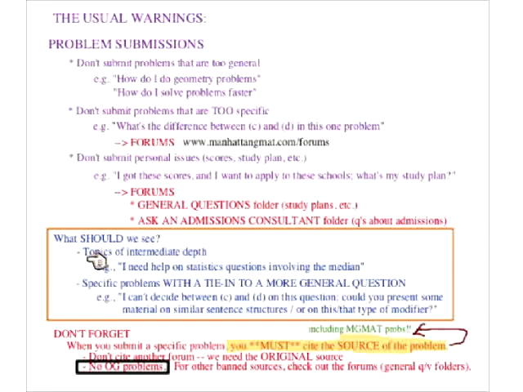The kind of stuff that we do want to see is intermediate depth, meaning not this general, but general enough to make a lesson out of. This is a good one: statistics questions involving the median. That's particular enough, but not so particular that it's like one question. If you include one question, please tie it into a more general issue. So not, I can't decide between C and D on this question, but could you present some general lesson.